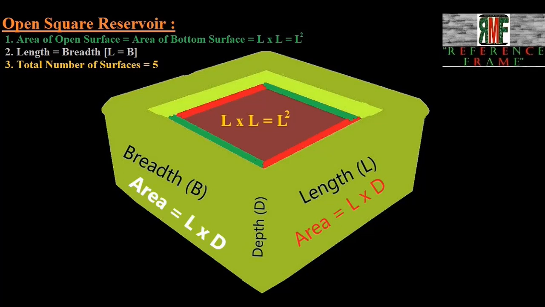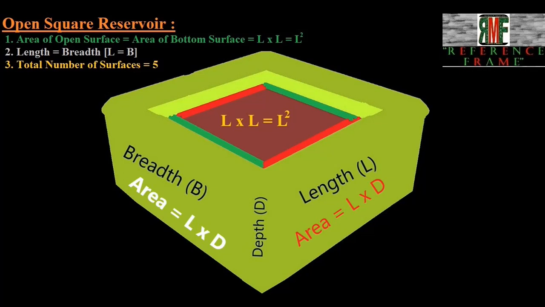For the square reservoir, length and breadth are equal, while depth is different. So as you can see on the screen, the area of the open surface is equal to the area of the bottom surface, which is L into L. Why L into L? Because the length and breadth of a square reservoir are the same. So L into L becomes L square. You can see that here a shape is enclosed by red and green. Inside the shape we write L into L is equal to L square. This is our open part.